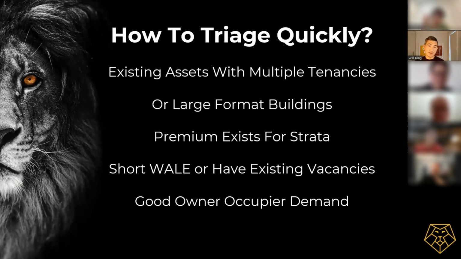We want to look at areas where there is a premium for strata stock, and properties that have a short WALE or some vacancies, and good owner-occupied demand. Those first four you can pretty much work out online. On Real Commercial, if you spend enough time there, you'll be able to find properties with multiple tenancies or large format buildings. If you look at enough comparables online, you'll see the difference between strata and freehold, and whether the building has some vacancies or a short WALE. The last one, good owner-occupied demand, you have to pick up the phone and talk to agents.